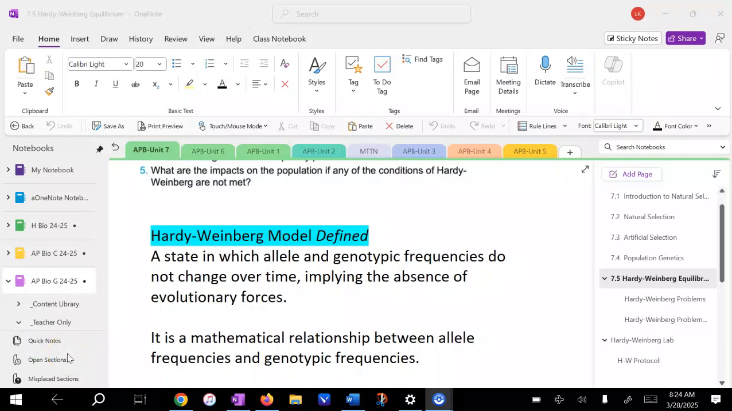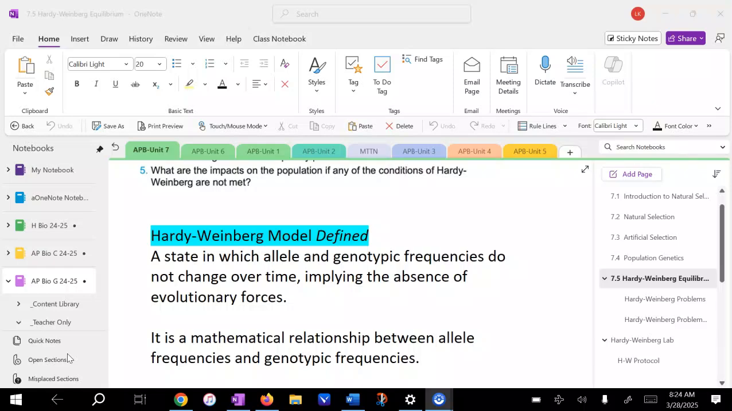Let's visit Hardy-Weinberg. Hardy-Weinberg equilibrium, sometimes called the Hardy-Weinberg equation, allows population geneticists to compare genotypic and allele frequencies in a given population over time. It has to meet 5 rules, though, in order for it to be considered in equilibrium.